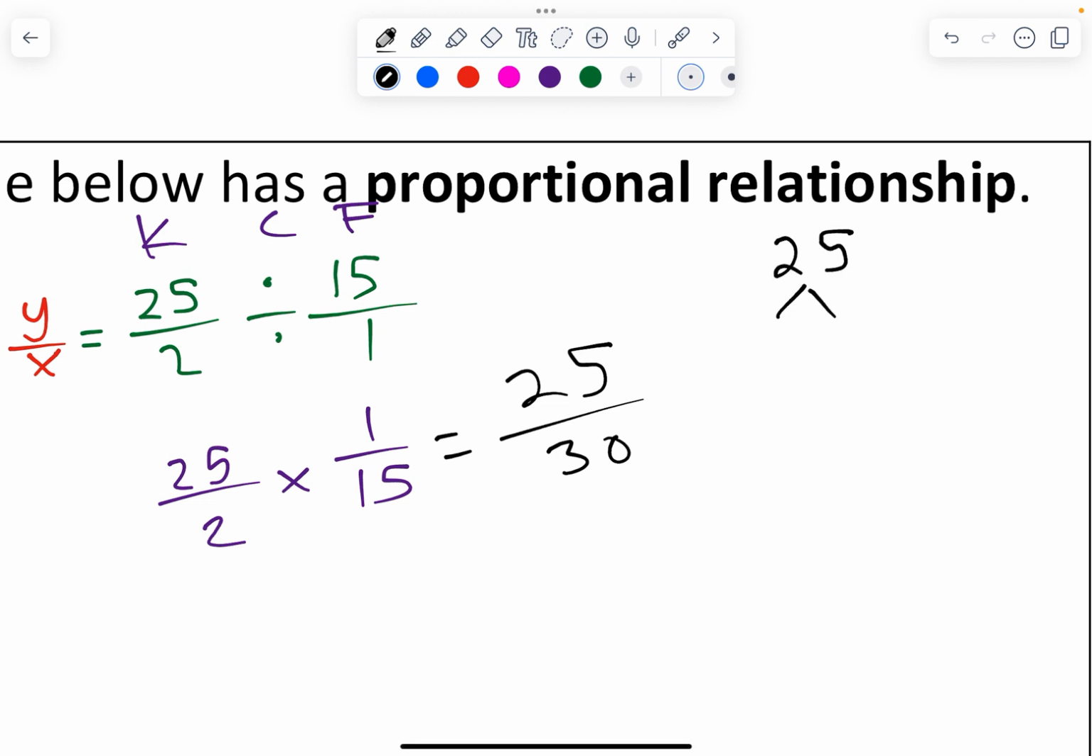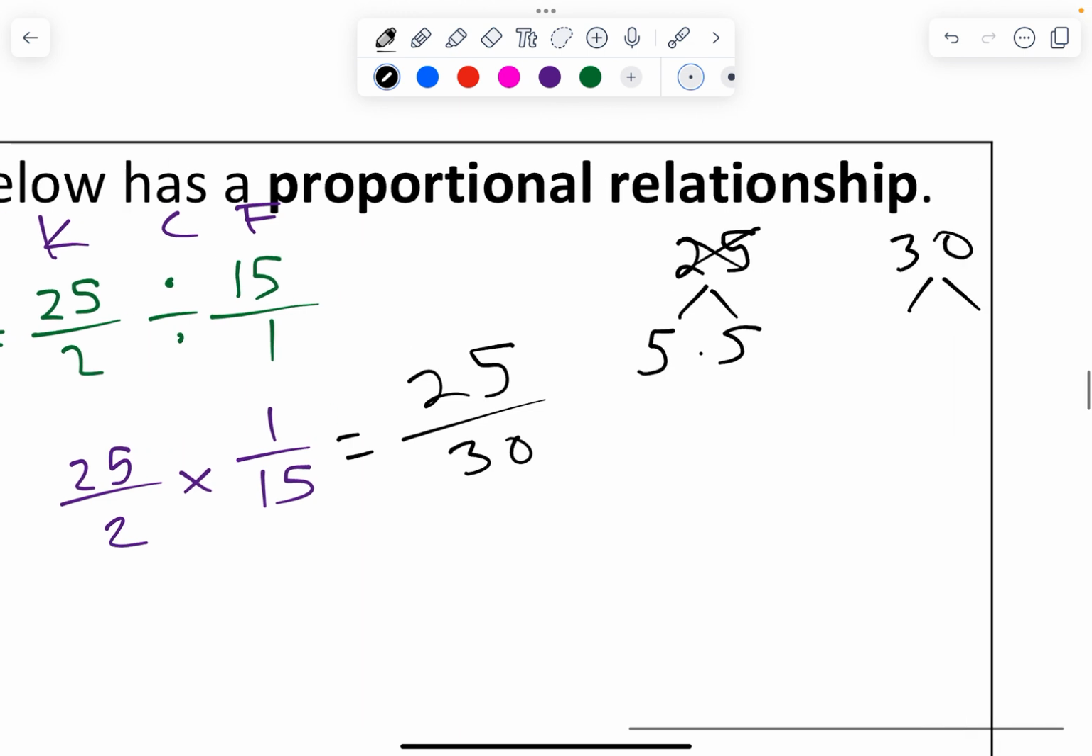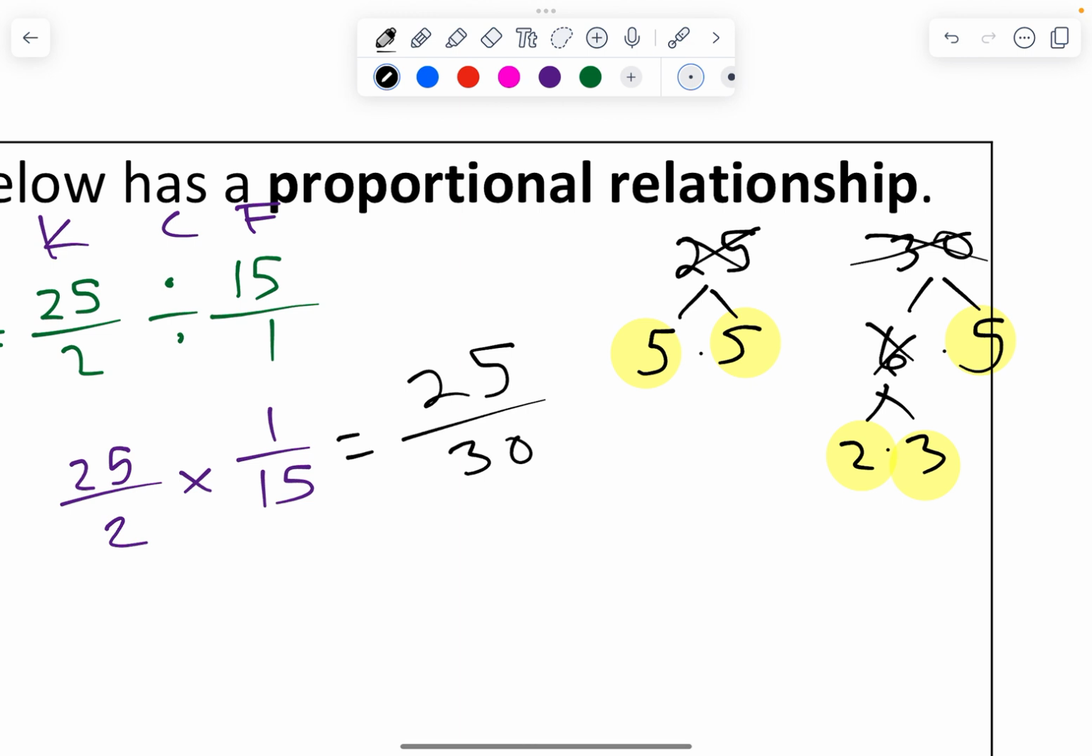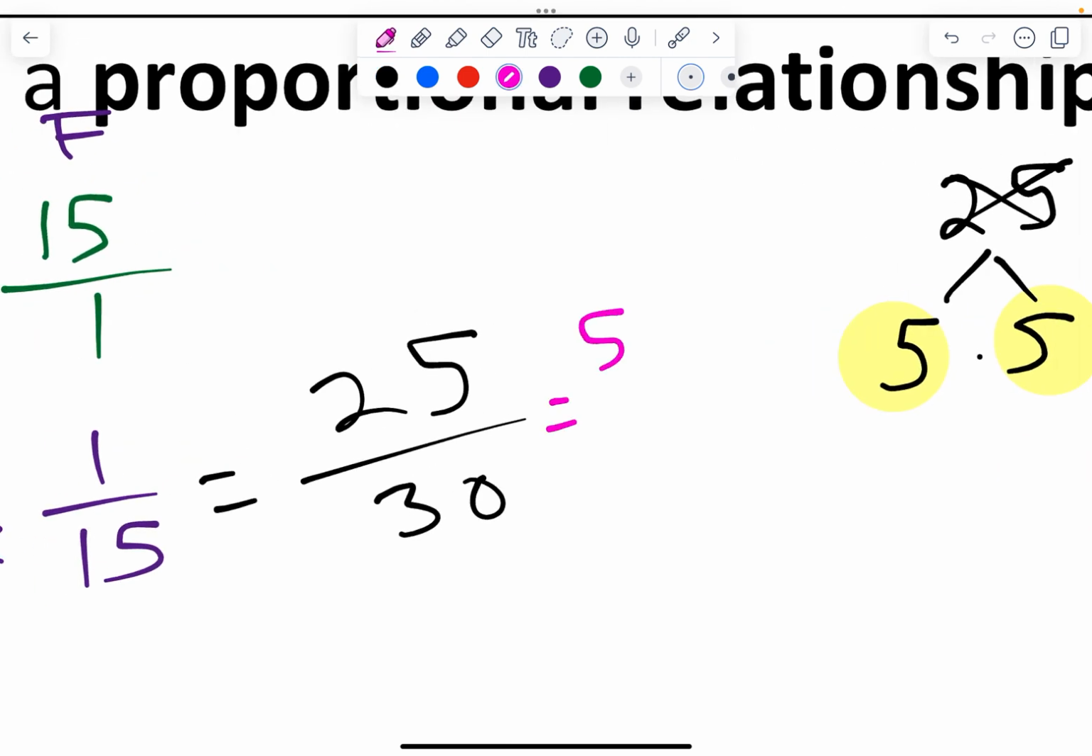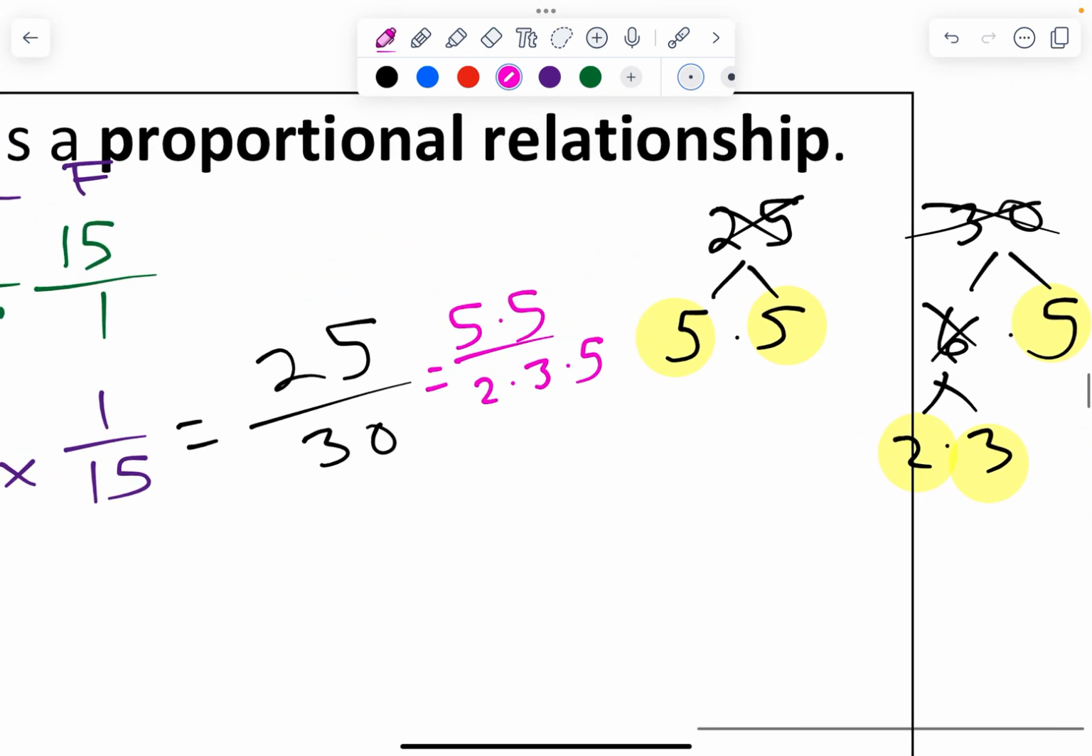And then break these things down. So I got a 5, I got a 5. 30, I got a 6 and a 5, but I know that 6 is not prime, so I break that down to a 2 and a 3. All right, well, from here, 25, let me move this a little bit. 25 is 5 and 5 on top, and then on the bottom I have a 2, 3, and a 5. So the 5s cancel out, and all I'm left with is a 5 on top, and then 2 times 3 on the bottom is 6.